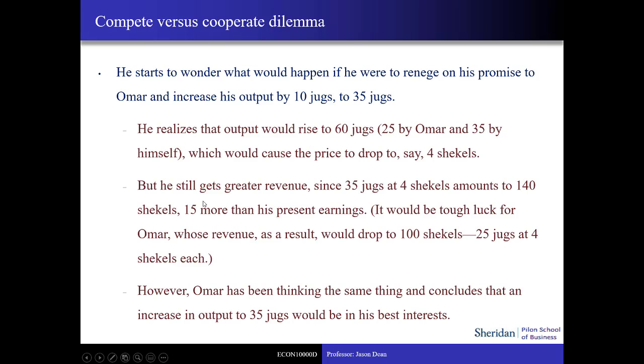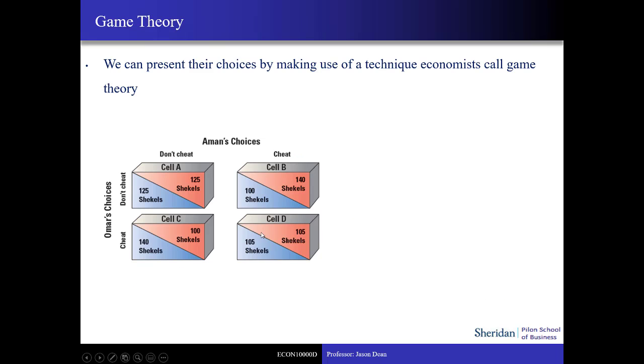But Omar is obviously going to be thinking the same thing, and he would also conclude that an increase in output to 35 jugs would be in his best interest. But in order to sell all of those, the price would need to fall. So you end up almost in a situation again, this tit for tat situation, where both of them end up with lower revenues. So we could model this behavior in game theory and see what the likely outcome would be.